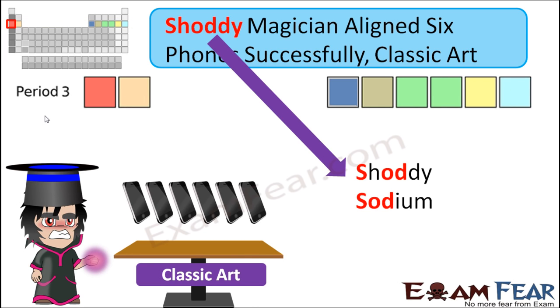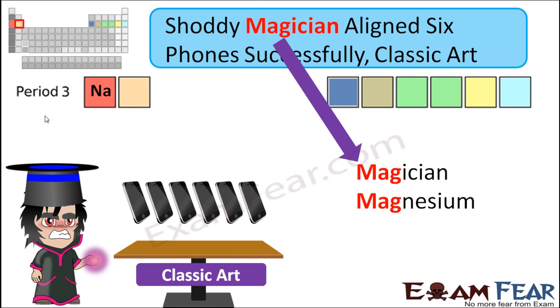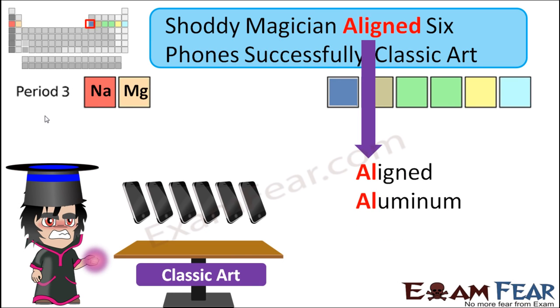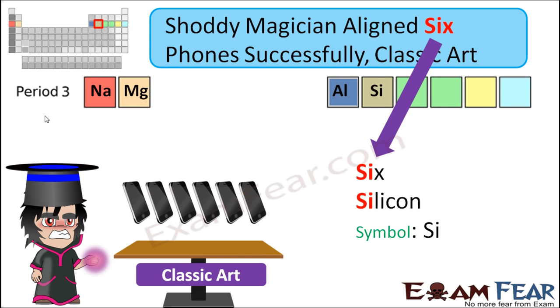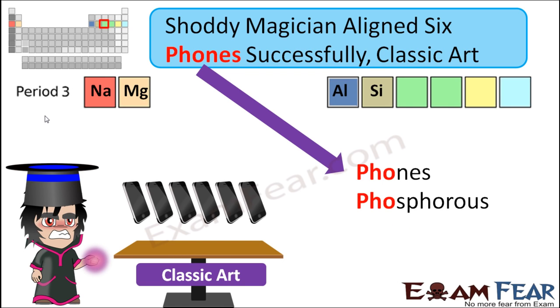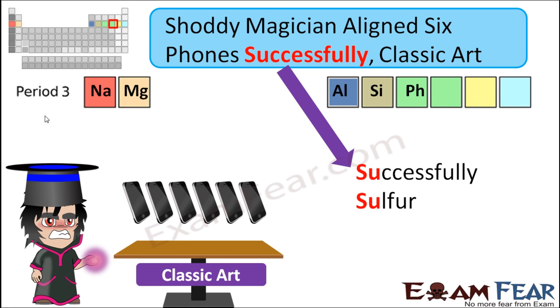Here Saudi reminds of sodium with symbol Na. Magician reminds of magnesium. So mag in magician, mag in magnesium. So that's magnesium. Aligned reminds of aluminium. 6 is silicon. Phones reminds of phosphorus. Successfully reminds of sulfur. Su in successfully, Su in sulfur. So successfully reminds of sulfur.